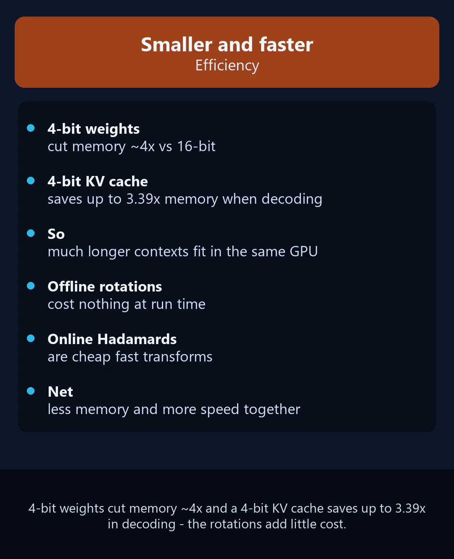The efficiency win is real. 4-bit weights cut memory roughly 4 times versus 16-bit, and quantizing the KV cache to 4-bit saves up to 3.4 times the memory during decoding, letting you fit much longer contexts. The offline rotations cost nothing at runtime, and the online Hadamard transforms are cheap, so you gain speed and shrink footprint at the same time.